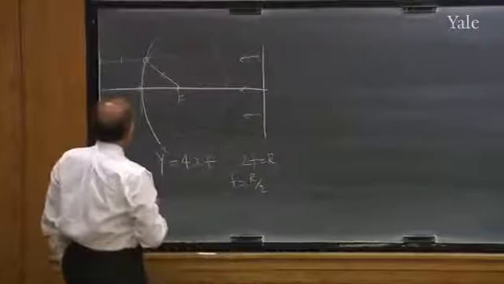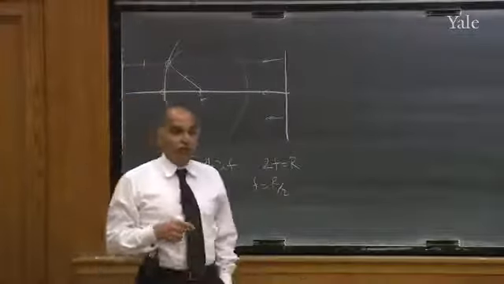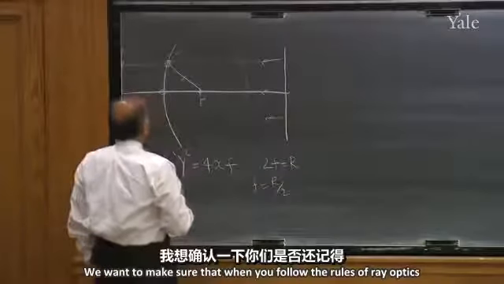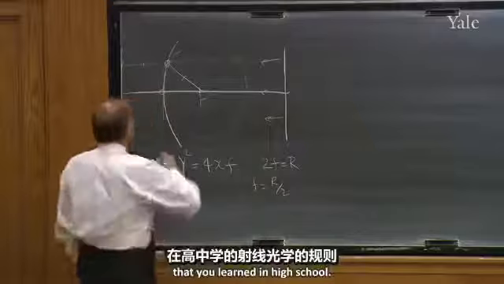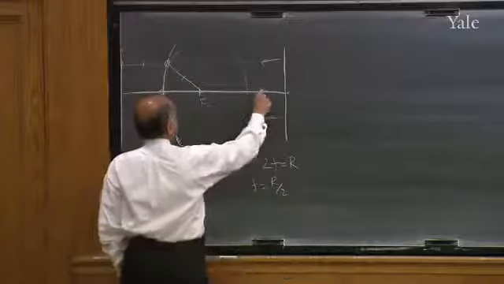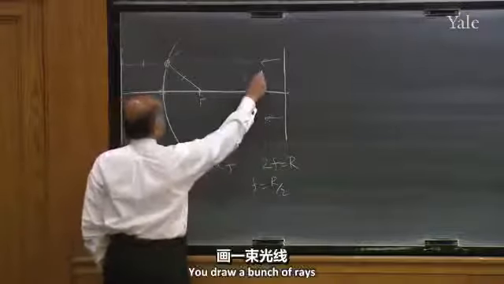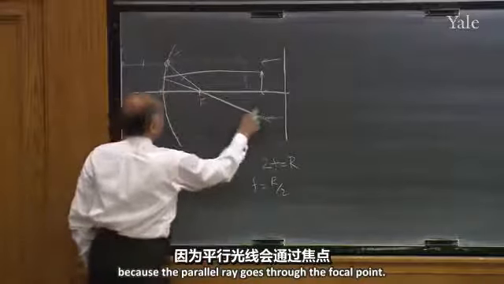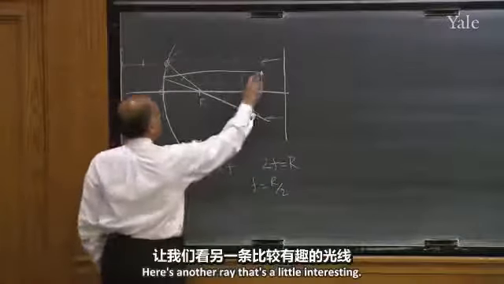All right, so I'm going to write some equations. I'm trying to plan my blackboard strategy here. But first I will tell you what I'm going to do. I mentioned that to you last time. We want to make sure that when you follow the rules of ray optics that you learn in high school, what do you learn in high school? You say, well, take any object here, you draw a bunch of rays, and you know where they're going to intersect because the parallel ray goes through the focal point. That's how it's defined.